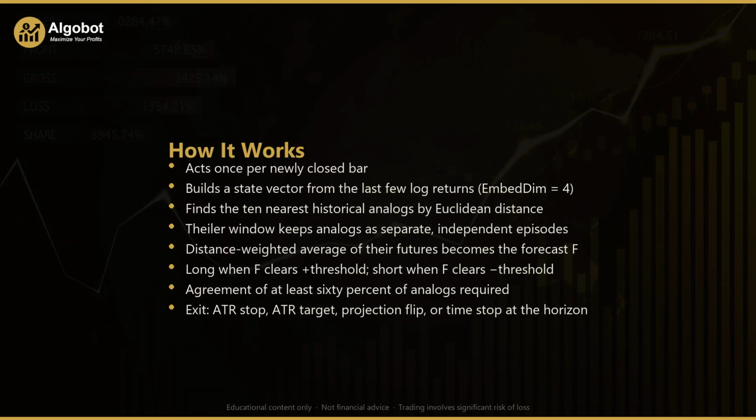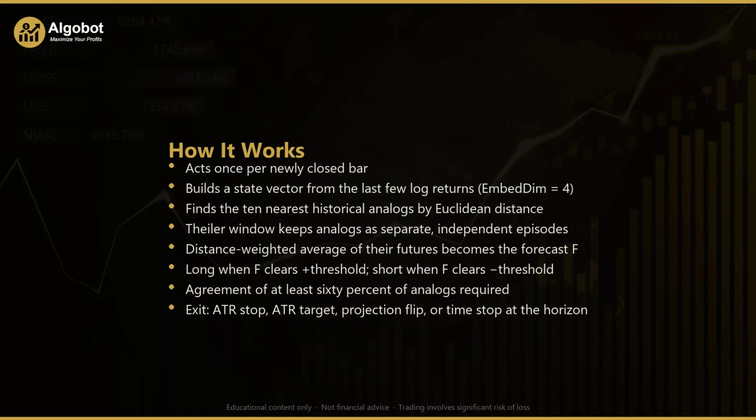For each chosen analog, the strategy looks up what actually happened next, the realized forward return over the horizon, which defaults to 6 bars ahead. It averages those realized futures, weighting the closest matches exponentially more heavily. That weighted average is the forecast, F, the expected move over the next several bars given today's geometry.